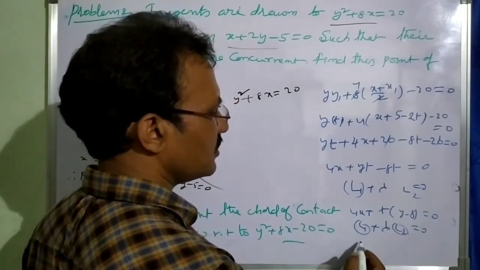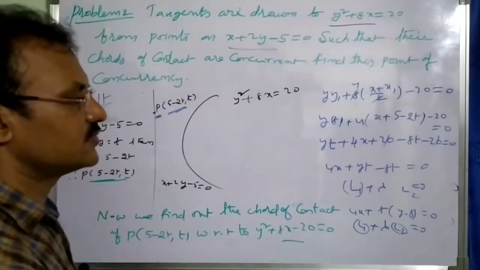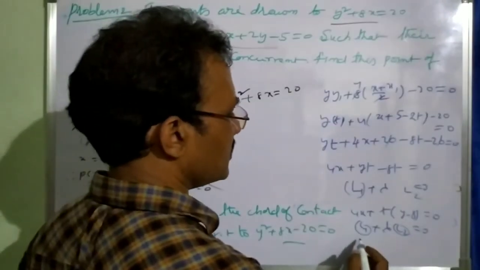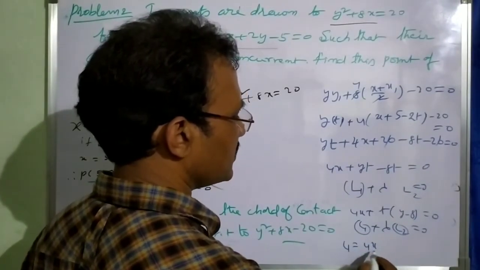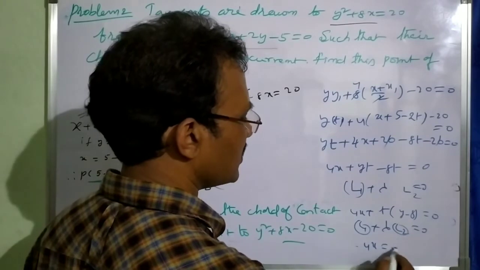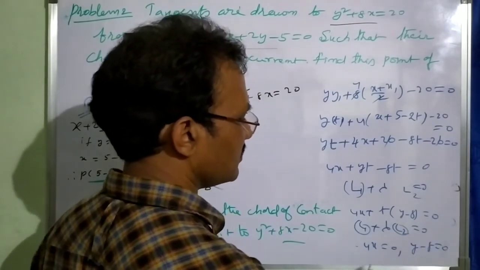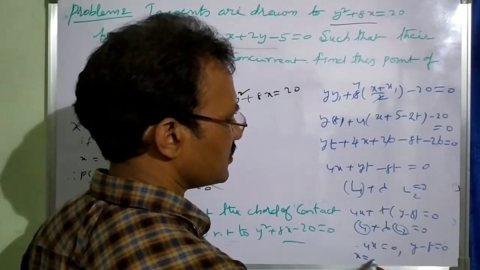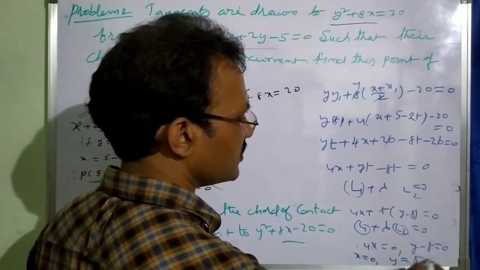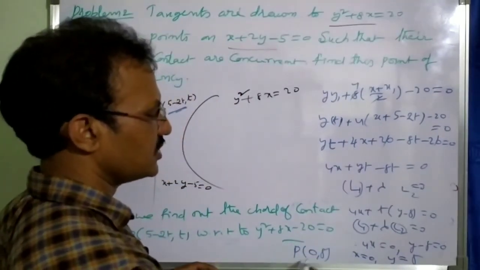So here it is in the form of L1 plus lambda L2 is equal to 0. The point of intersection of these chords: 4x is equal to 0 is one line, and y minus 8 is equal to 0 is the other line. The point of intersection of these two lines is x is equal to 0 and y is equal to 8. Therefore P can be written as (0, 8).